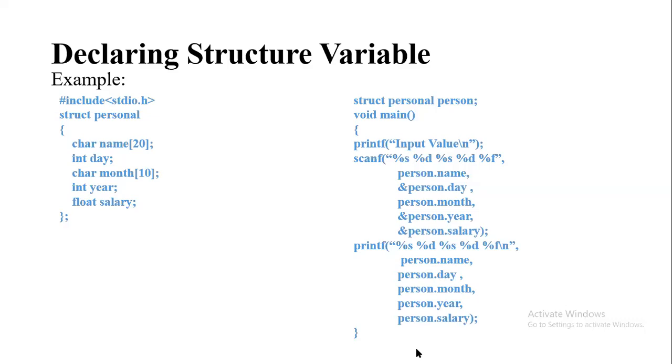Similarly, we have person dot year, person dot salary. Dot operator is used to access the members. I hope this is clear. Okay, yes, so we will continue.